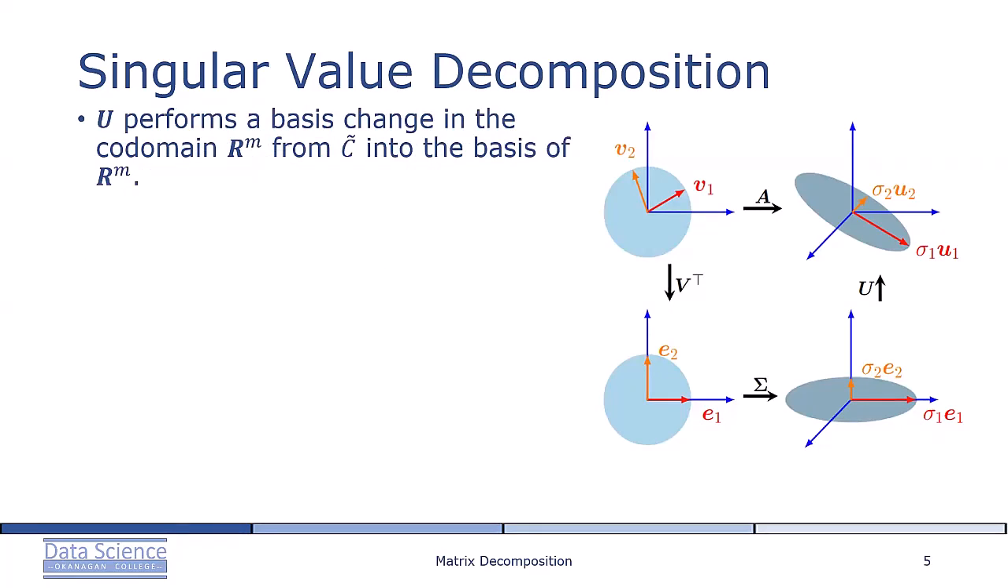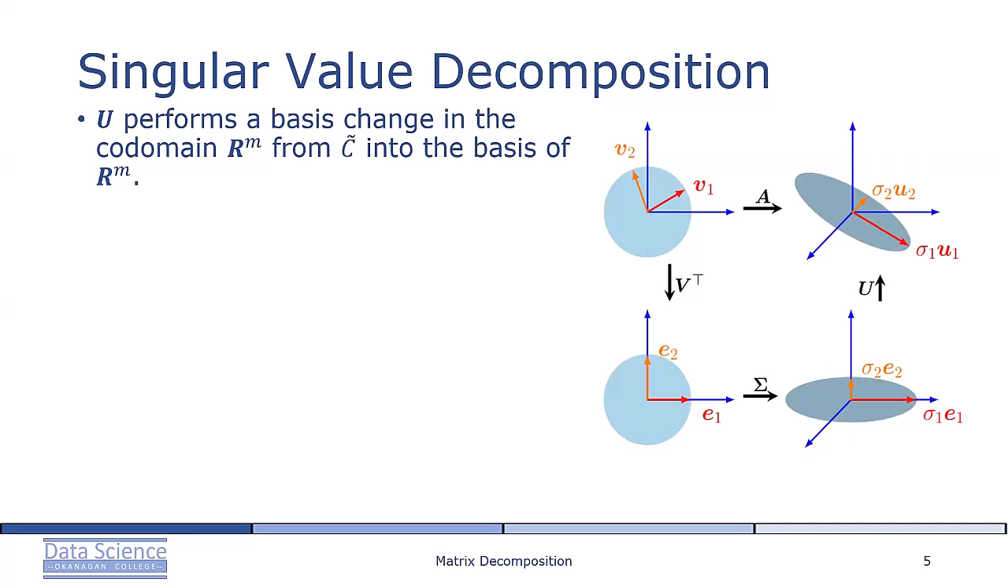Finally, U performs a basis change in the codomain Rm from C tilde into the canonical basis of Rm, represented by a rotation of the red and orange vectors out of the E1, E2 plane. This is shown in the top right corner of the figure.